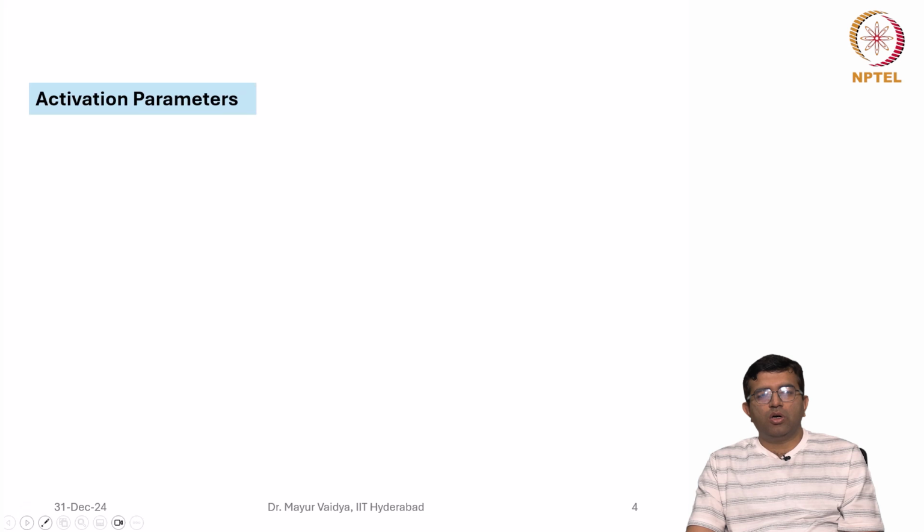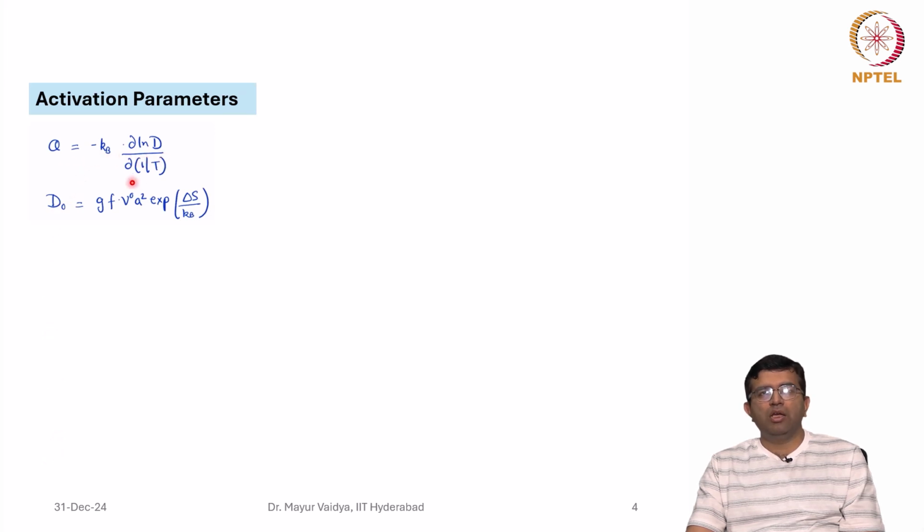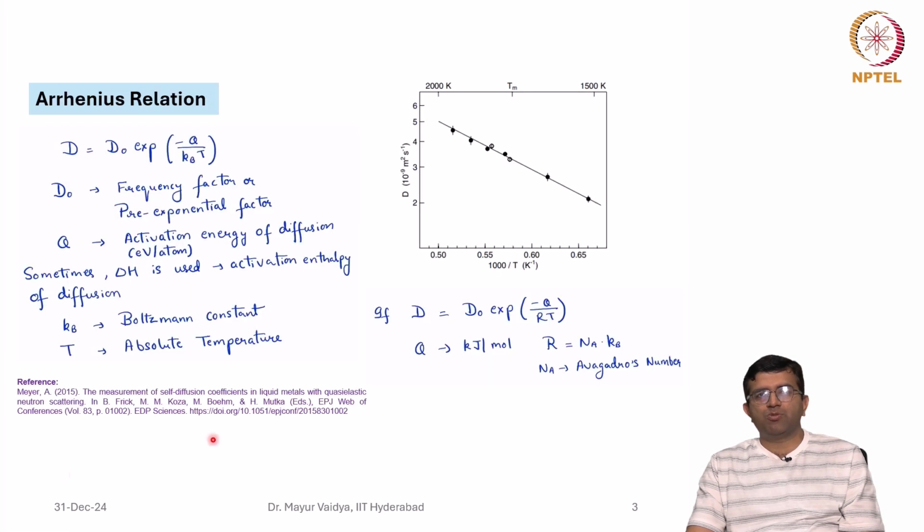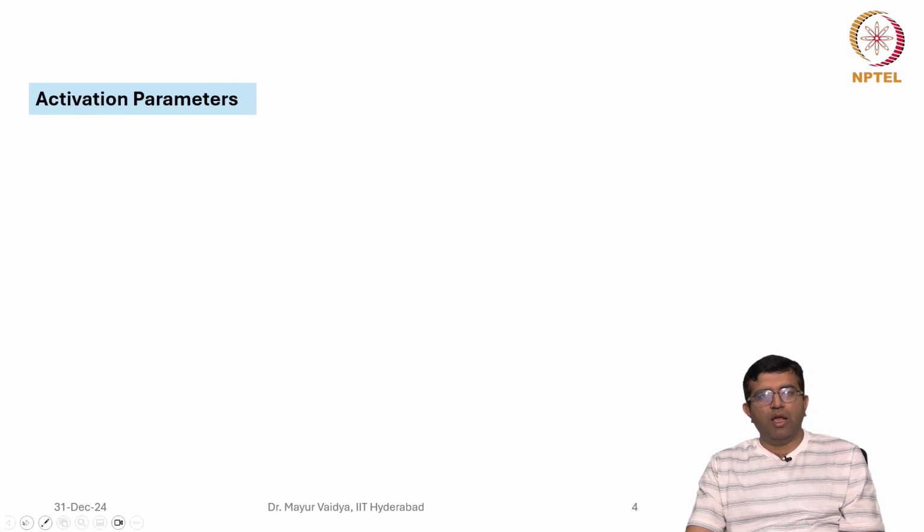Furthermore, about this activation parameter, Q is basically nothing but -kB times ∂ln D/∂(1/T). That means, if you go back to the previous expression, you simply draw this graph of log D versus 1/T, and the slope of it multiplied by the Boltzmann constant will give you the value of Q.